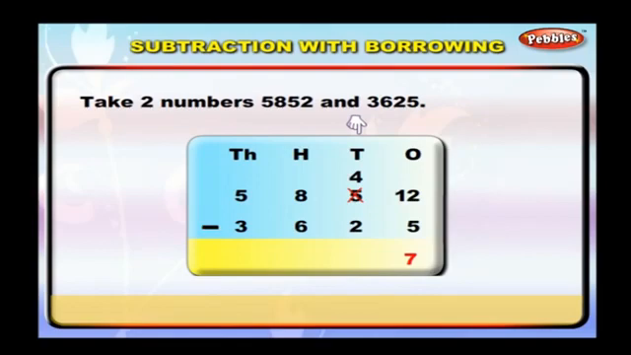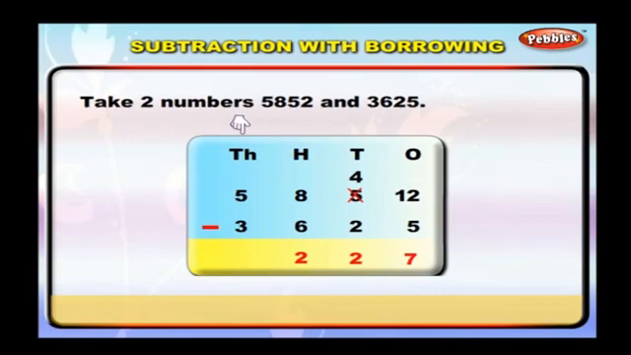Subtract the tens. From 5 we have borrowed 1. This will reduce its value to 4. Now, deduct 2 from 4. So, 4 minus 2 is equal to 2. Write 2 below the tens column. Subtract the hundreds. Deduct 6 from 8. 8 minus 6 is equal to 2. Write 2 below the hundreds column.